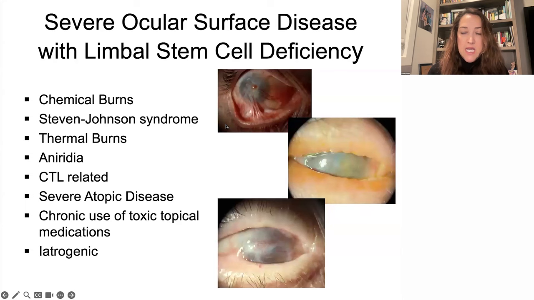The most severe forms are those that have resulted from perhaps chemical or thermal injuries to the surface of the eye. Severe autoimmune disease, Stevens-Johnson syndrome, for example, are the most severe forms that really result in significant conjunctival disease as well as corneal disease. Of course, patients who have congenital aniridia will long-term also have complete loss of their corneal stem cell function. Then there are other more overlooked causes of limbal stem cell deficiency, and I'll talk a little bit about those. Those include contact lens overwear, severe atopic disease, and chronic use of topical toxic preserved eye drops, for example, patients who have had long-term glaucoma and may have been on glaucoma drops for years and been exposed to preservatives.